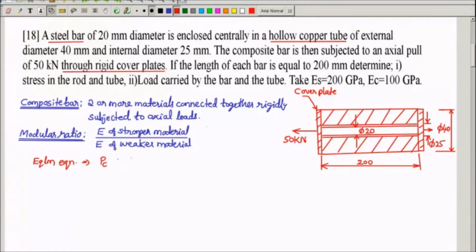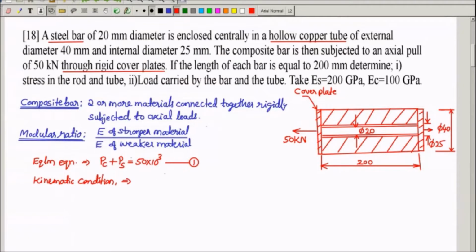Load carried by copper tube plus load carried by steel tube should be equal to applied load. Applied load is 50 kilonewton. But only with this equilibrium equation, I cannot solve this. That is why it is called a statically indeterminate structure. I have to use a kinematic condition to solve this.